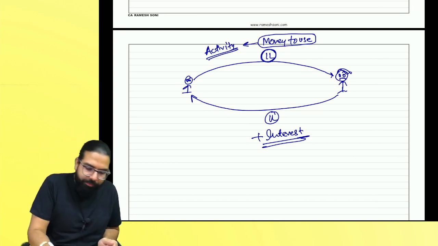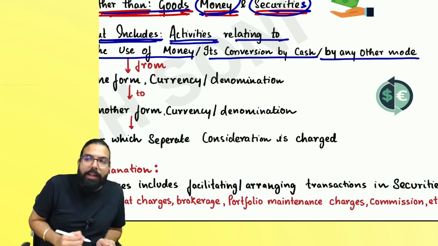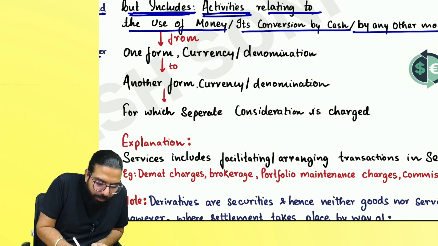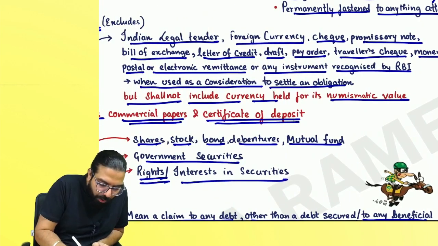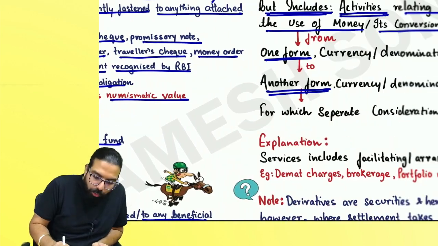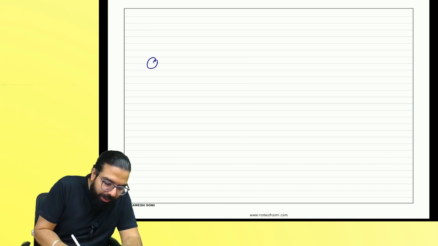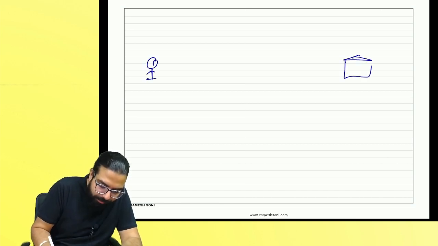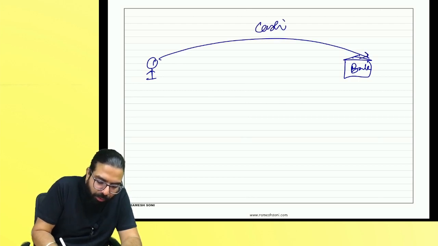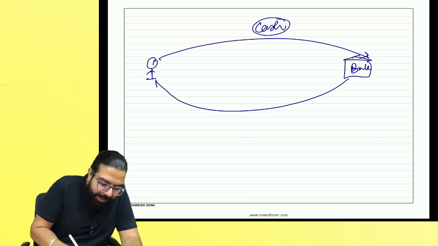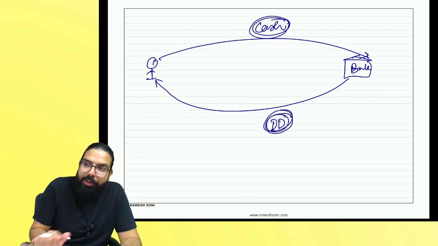Got it? Next. It is conversion by cash or by any other mode from one form to another form. Sir, what do you mean by one form? Have I told you the forms of money over here? So one form of money to another form. Let's understand. Supposing I went to the bank. I gave cash. Is cash one form of money? The bank gave me a DD. Is DD another form of money? On cash or DD, GST will not come.